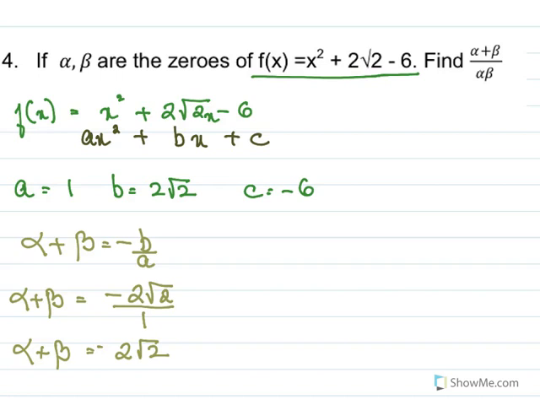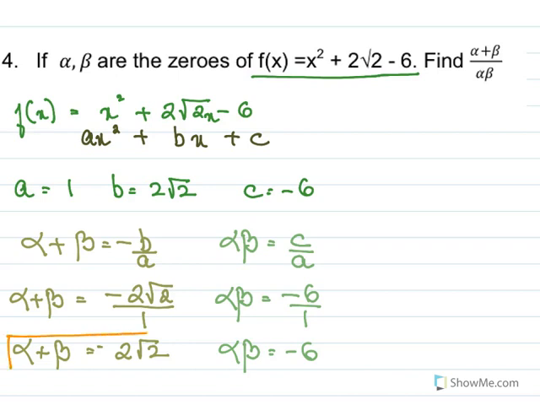Now alpha beta is c by a. So alpha beta is, c is minus 6 and a is 1. So alpha beta is minus 6. These two values are important. Here alpha plus beta is this value. Alpha beta is minus 6.